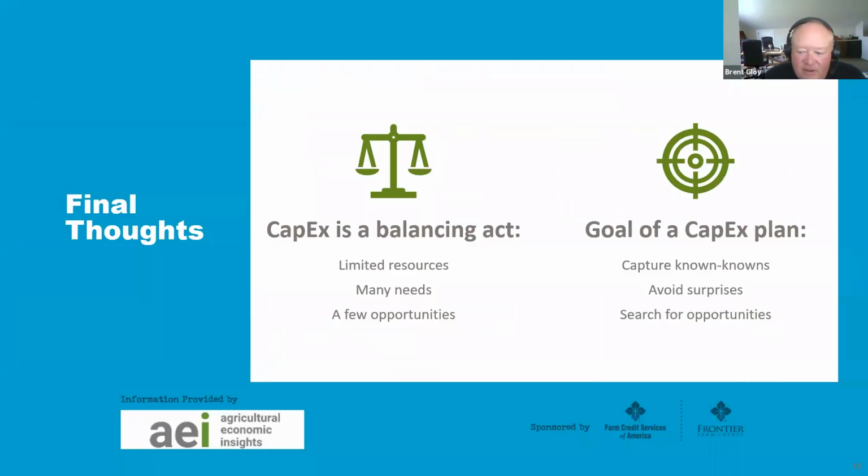And I think, to kind of wrap it up, capital expenditure planning is a balancing act. We all have limited resources. We all have lots of needs. And it's not surprising that you'd hear two economists talking about trade-offs, and trade-offs are really at the heart of economics. And I think capital expenditures are a great example of it.